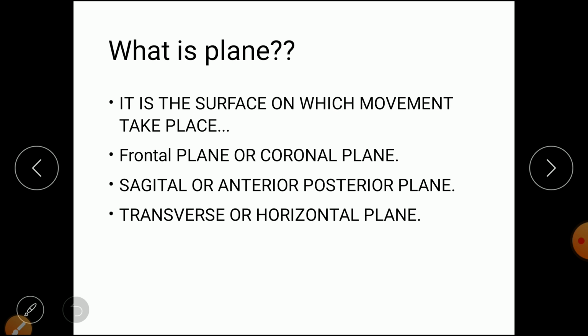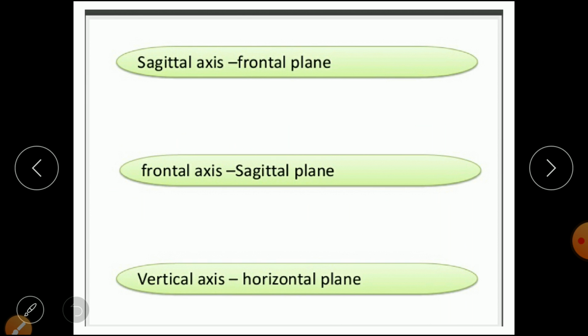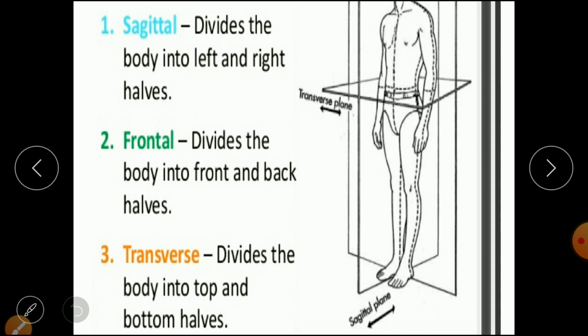What is a plane? It is the surface on which movement takes place. We have three planes: frontal plane, also known as coronal plane or medial lateral plane; sagittal or anterior posterior plane; and third, transverse, or we can say horizontal plane. Here, sagittal axis, so the plane is frontal or coronal. Frontal axis, so the plane is sagittal, and vertical axis, so the plane is horizontal. So they are opposite to each other.